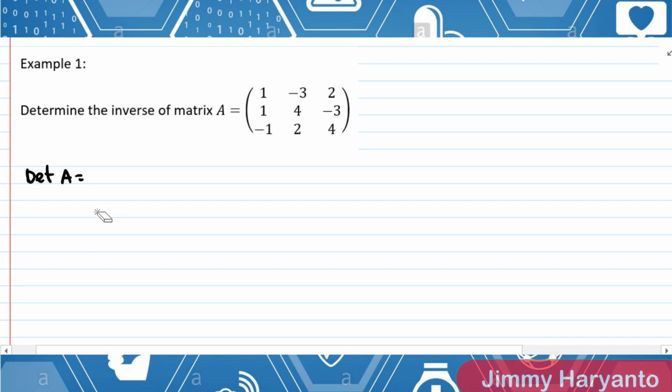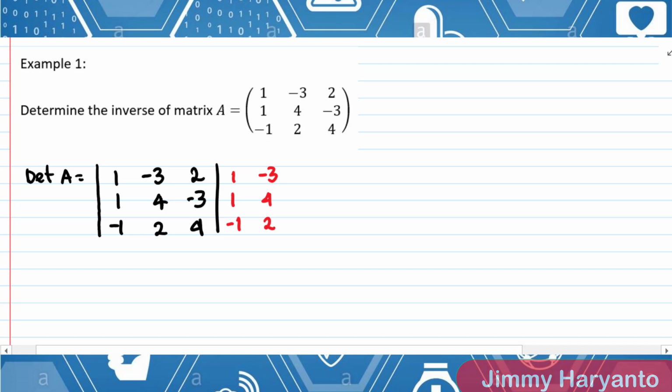I will use the Sarrus method instead of the cofactor, but it's up to you to choose either method. 1, 4, -3, and then -1, and then 2 and 4. Okay, good. After that, using the Sarrus method, that means you have to copy the first two columns, -3, 4, and 2, and then cross multiply it like this, and then cross multiply it like that. I already taught you this in the previous lesson, so if you forget, you can watch my video for the previous lesson.